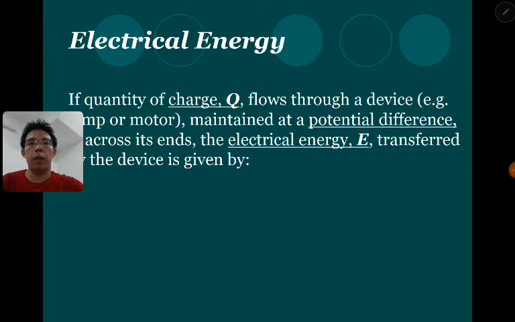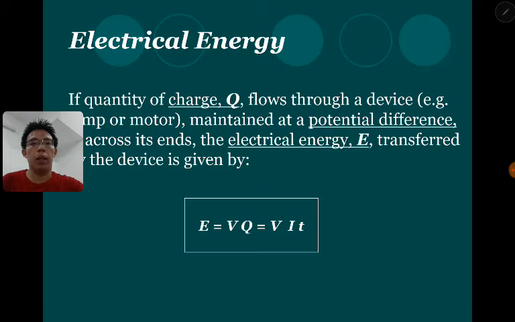If you have a quantity of charge Q passing through, for example, the lamp and the motor, with the potential difference supplied by the battery, the energy transferred to that lamp or motor is given by E equals VQ. Because Q equals IT, we can change it into E equals VIT.